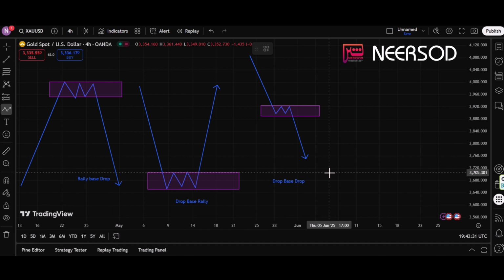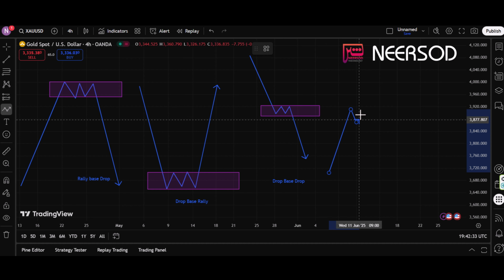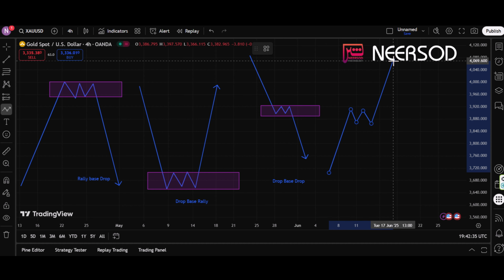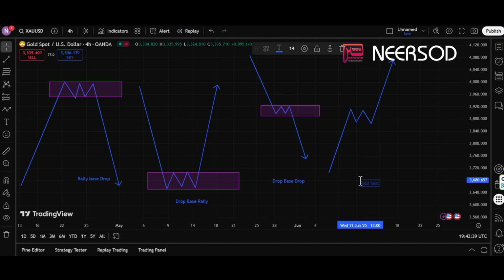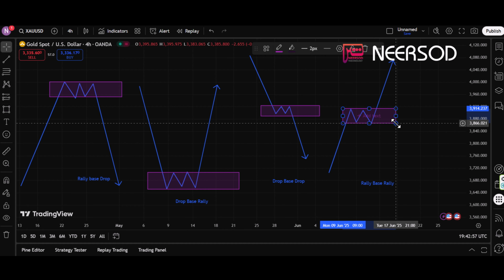Structure 4. The price makes a bullish leg, then consolidates, forms a base, and continues its bullish move. This is called rally base rally. And the base candles are considered a demand zone. On the pullbacks, we can look for buy opportunities.